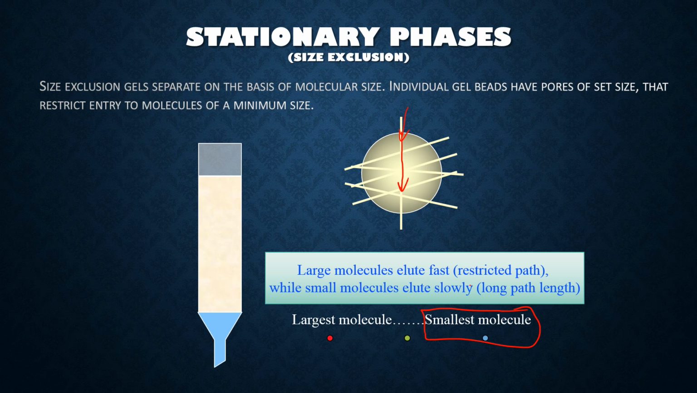If there are tunnels within the beads, the small molecules end up travelling through the tunnels, and as a result they actually take a longer path length than the larger molecules. The larger molecules go around the beads, and that's a lot quicker than going through all the tunnels, because the tunnels can make you go all different ways as you're going down through the column.